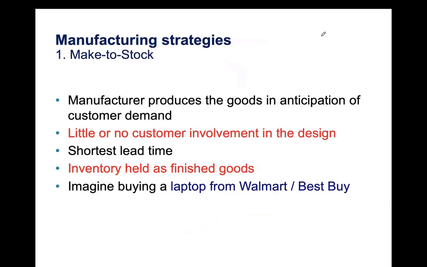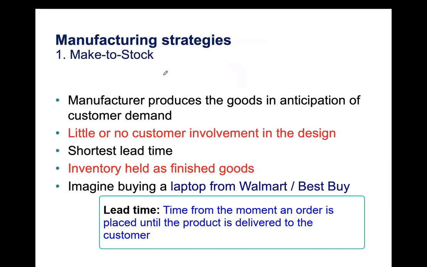The first strategy is called make to stock. In this strategy, an organization would produce something in bulk so that it could be sold later. The manufacturer produces the goods in anticipation of customer demand, with little or no customer involvement in the design, and inventory is held as finished goods. Let me give you an example.